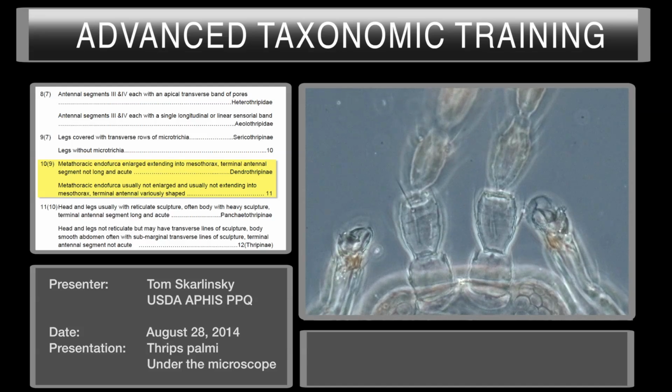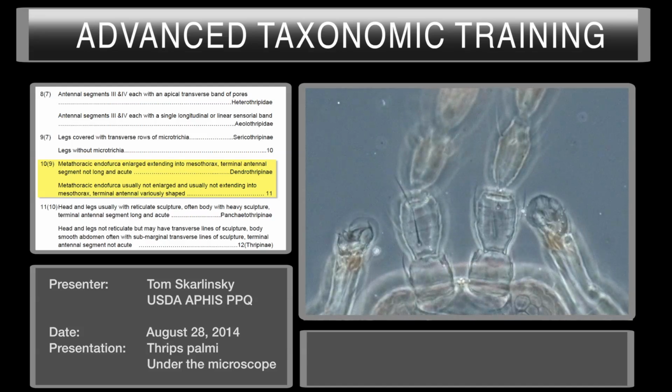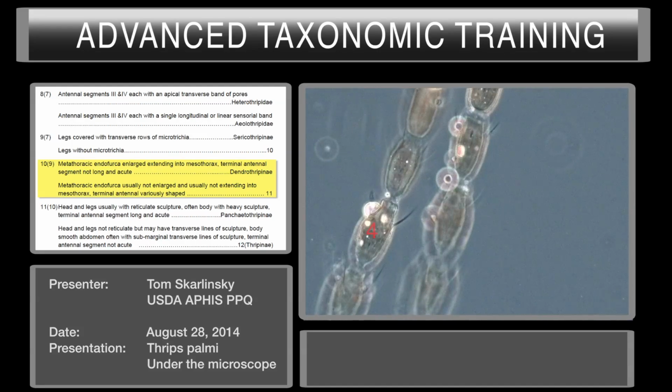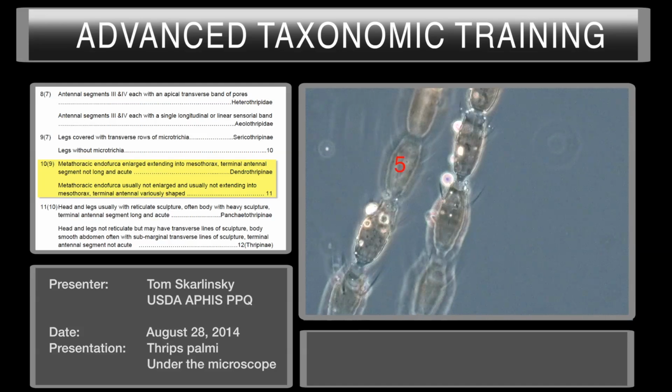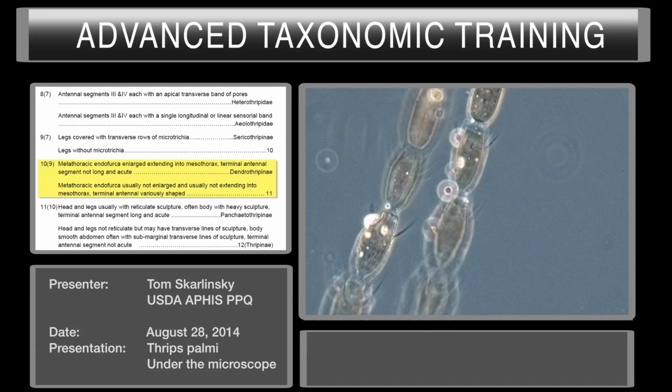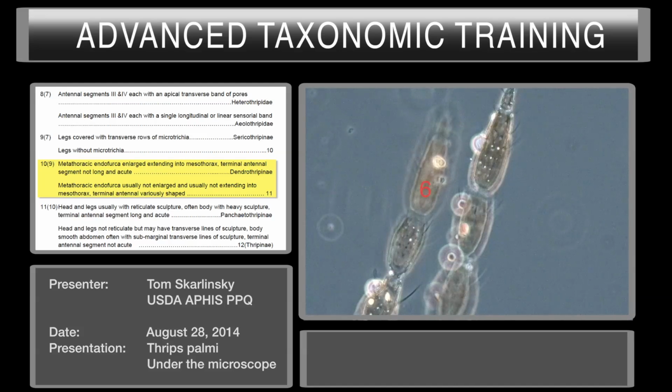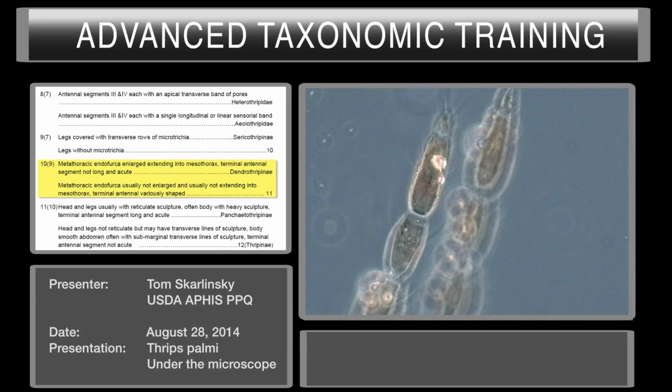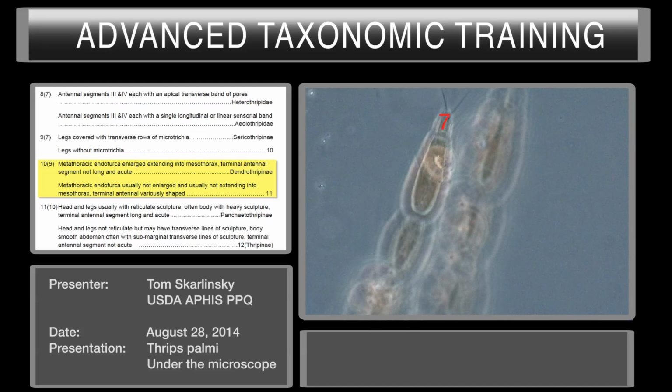So we've got our basal antennal segment 1, 2. Here's our 4th antennal segment, 5th, and 6. And then the final one here is 7.